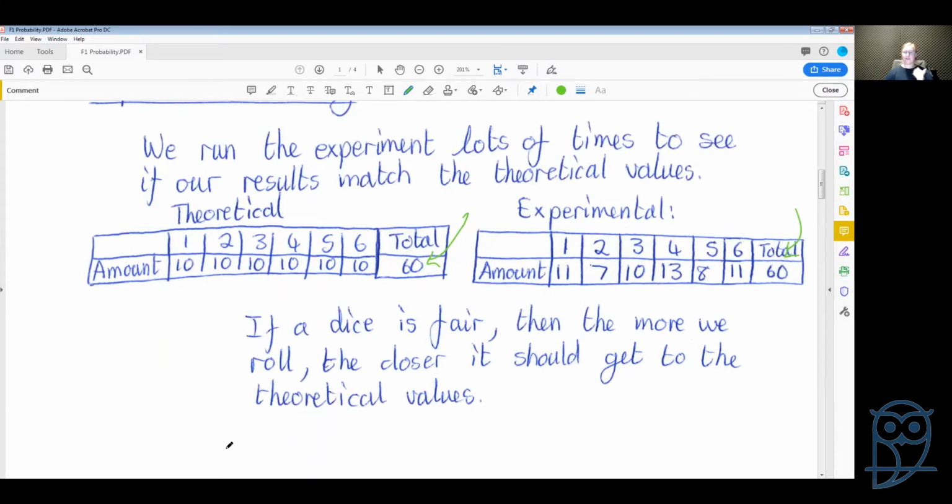So if a dice is fair, then the more times we roll it, the closer it should look to the theoretical values. So instead of just 60 times, if we rolled it 6,000 times, then we should get about 1,000 in each. So let me go show you guys. So here we go.